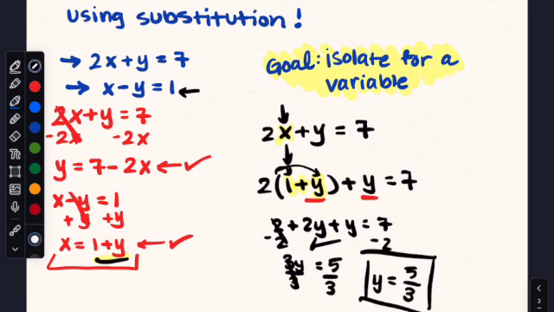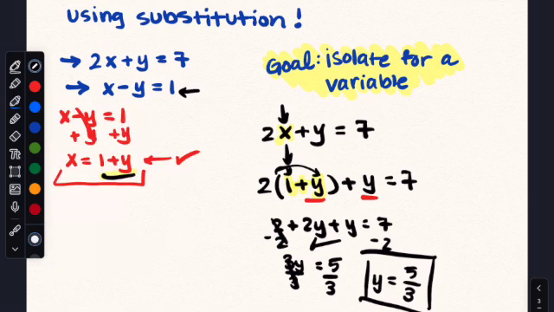Now the next step is that we're going to find our numeric value for x. When it comes to finding our numeric value for x, we can go ahead and use the equation where we solved for x. X equals 1 plus y. Now instead of having y, we know what y is, so we can plug in y. Plus 5 over 3. Now we're going to isolate and solve for x.